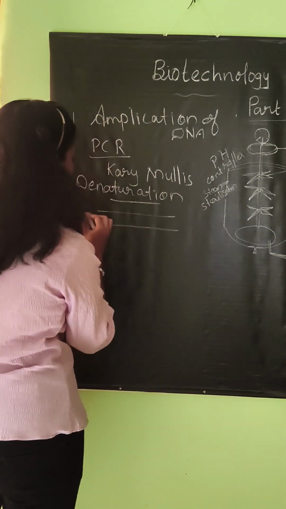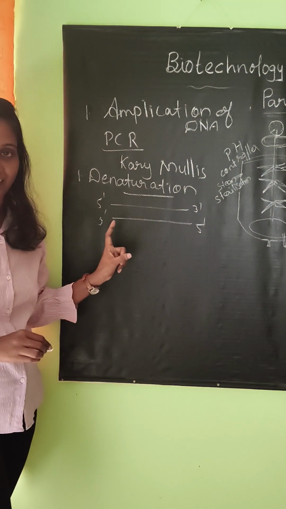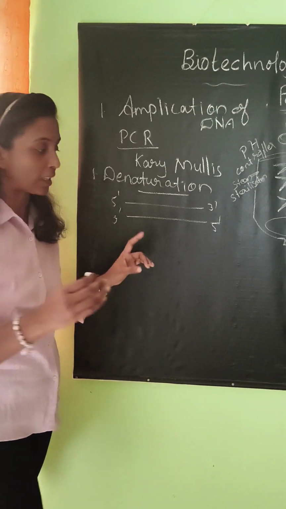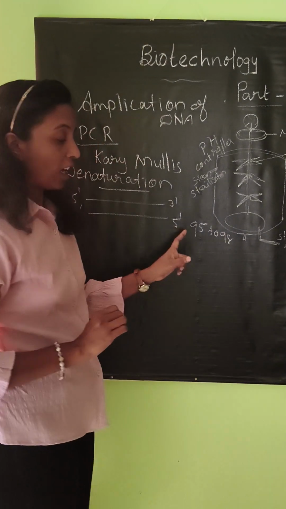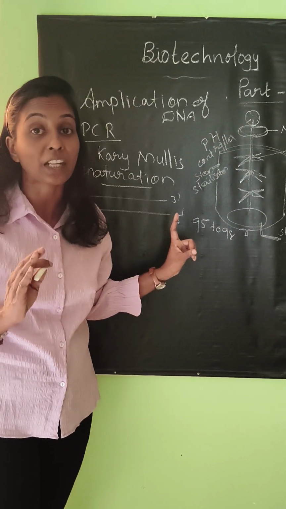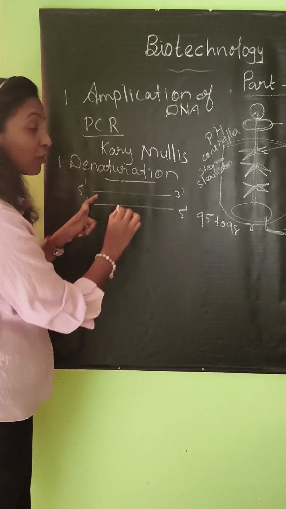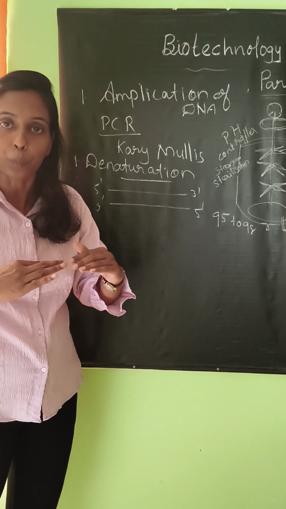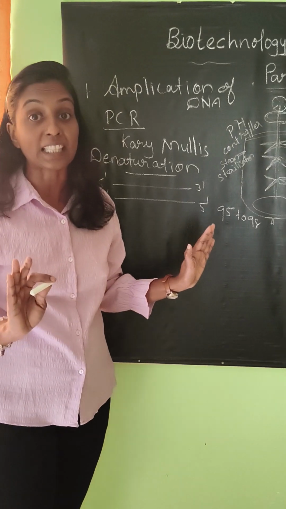So this is the double stranded structure, 5' to 3' and 3' to 5'. What we have to do is apply a high temperature, around 95 to 98 degrees Celsius. Because of the temperature, it is denatured. Between these two strands, as we have studied, hydrogen bonds are there. Because of the high temperature, the hydrogen bonds will be broken and the two strands will be separated. That process is called denaturation.